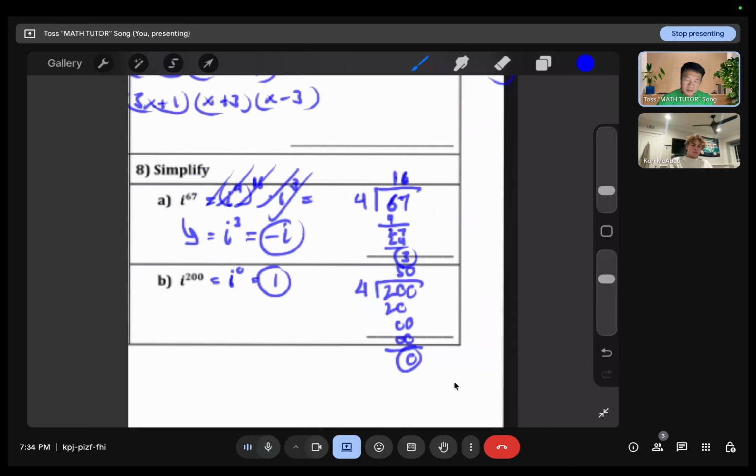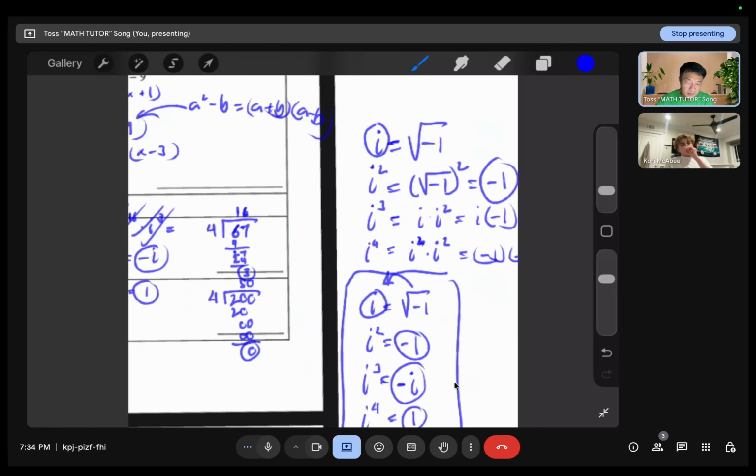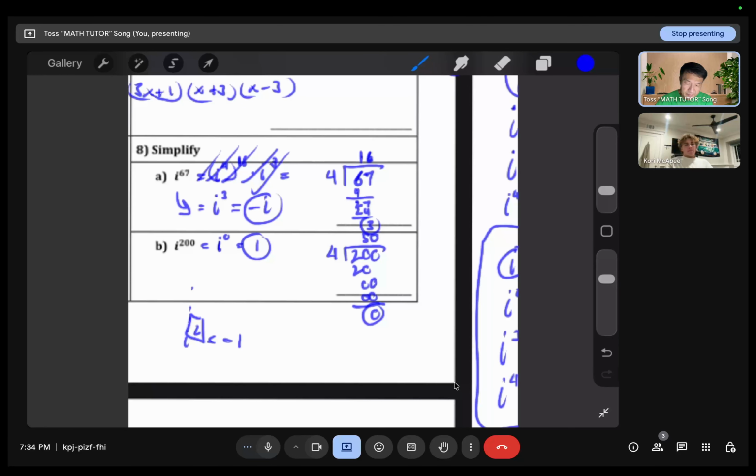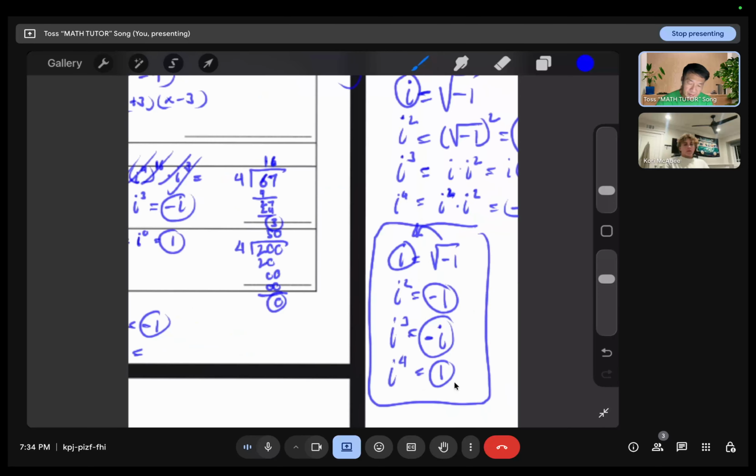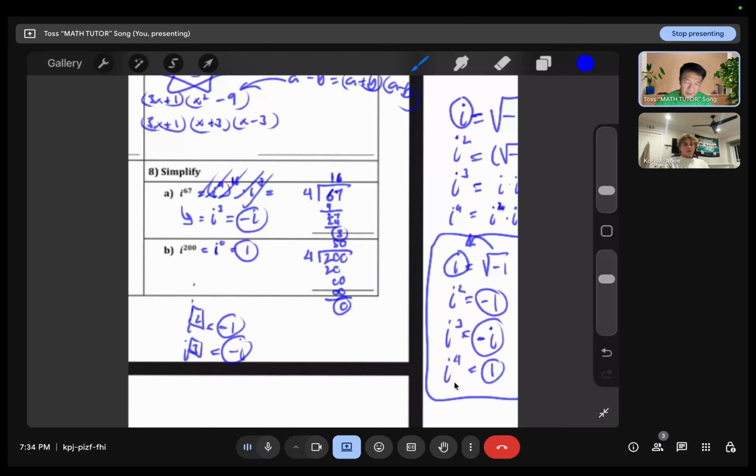Now, let me summarize. Every time you work through this and you get i squared, let's just pretend the remainder is 2, then you go over here, it's going to be negative 1. If you did the same thing and you get a remainder of 3, like this one, then you write i to the third. And then you look at this here, it's going to be negative i. Is that okay? Like that.